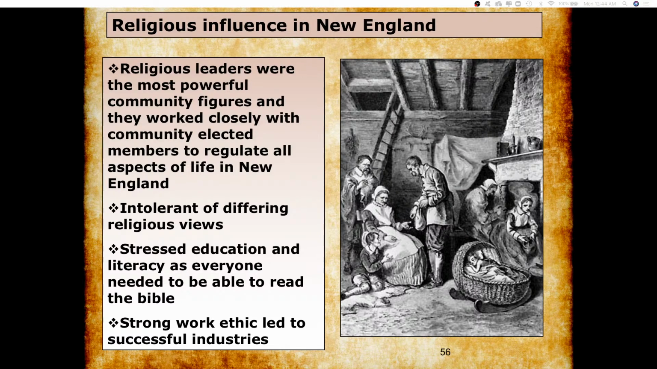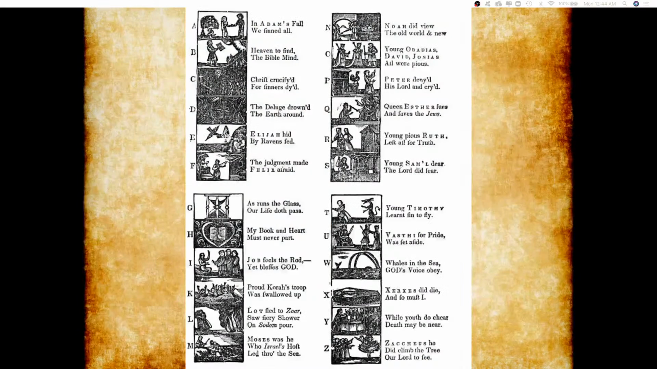Weird. So speaking about teaching people how to read and write back in the days, this is the New England Primer. I wanted to show this to you guys because this is how little kids would learn their ABCs and learn how to read. So check out A right here. In Adam's fall, we sinned all. I know it looks like an F, but it's really an S, guys. That's how they used to write it back in the day.